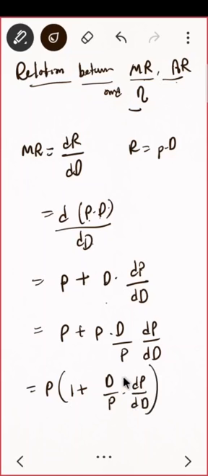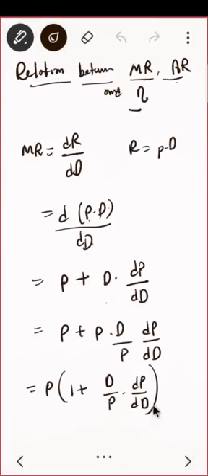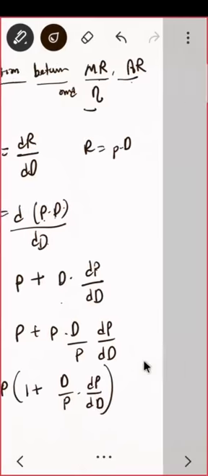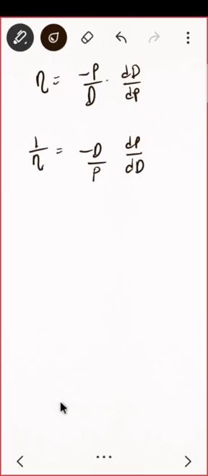Now if I want to introduce elasticity of demand, what is the formula for elasticity? This is equal to minus p by d into dd by dp, correct? This is the formula, but here I am having something else. I am having dp by dd, so I have to take 1 upon nu. If I take 1 upon nu, it will be minus d by p into dp by dd. So this is what I'm having here.